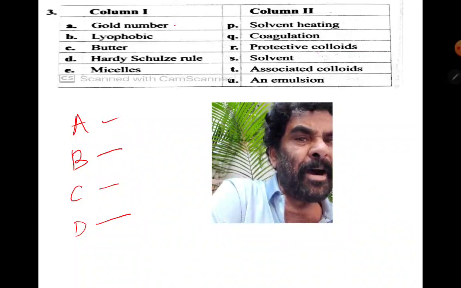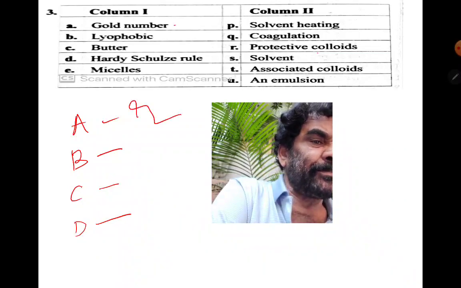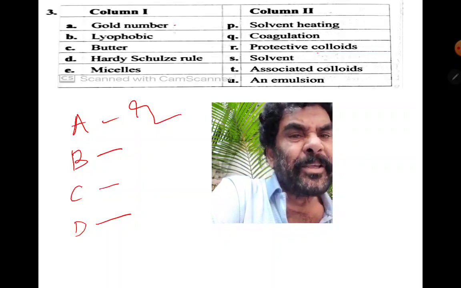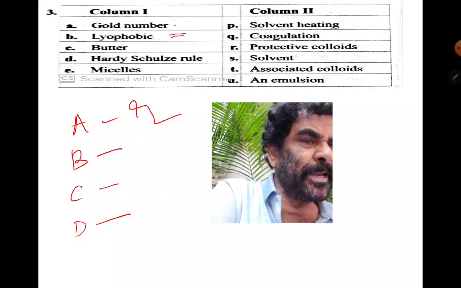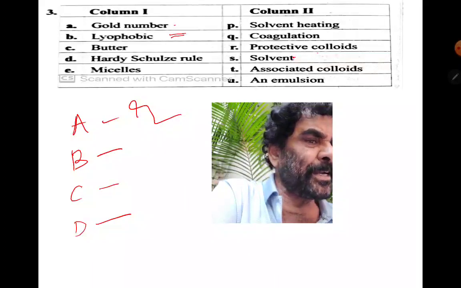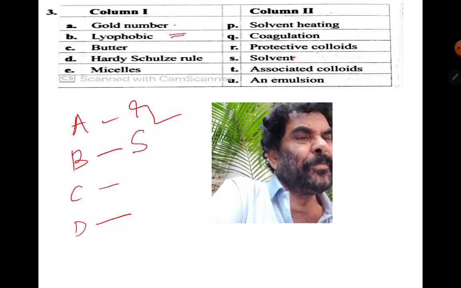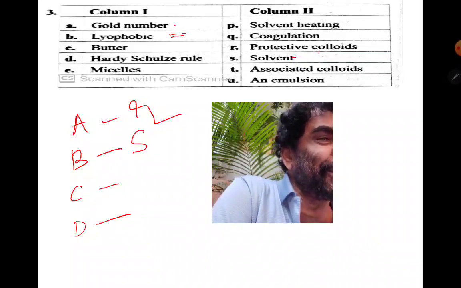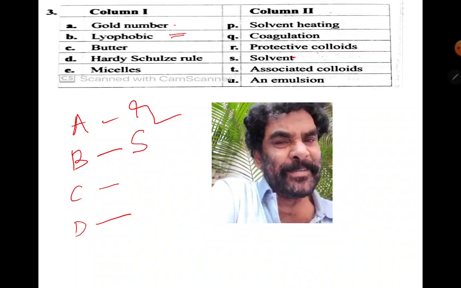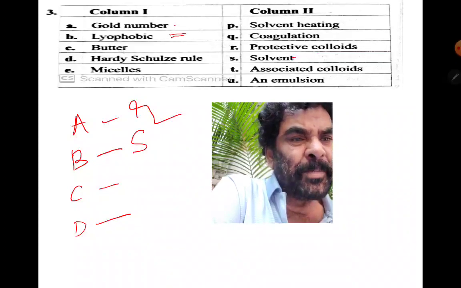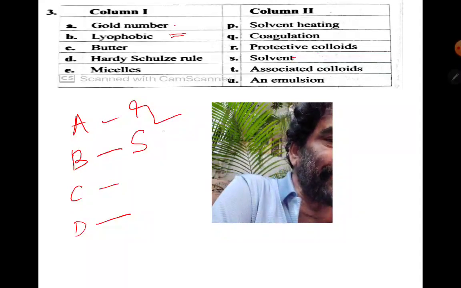In the pairing, R goes with A. Lyophobic means solvent hating, so lyophobic is related to the solvent. If it is solvent hating instead of heating, then it will match with B. Now C, butter is an emulsion. Butter is an emulsion. That is T, U.